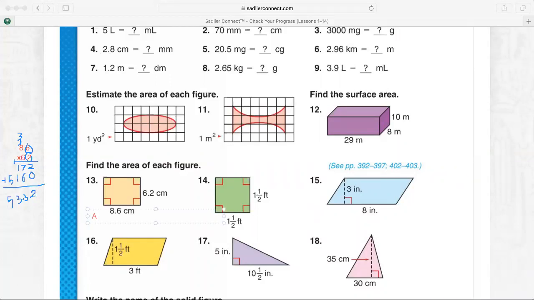Teacher, can I answer 14? Let me write first here. Just wait 1 minute. I will write the answer. It is length multiply width, so it is equal to 6.2 multiplied by 8.6, which is equal to 53.32. What is missing here in my answer? Centimeter. Centimeter what? Squared. Why? Because I am calculating the area, and when I calculate the area, I write squared.